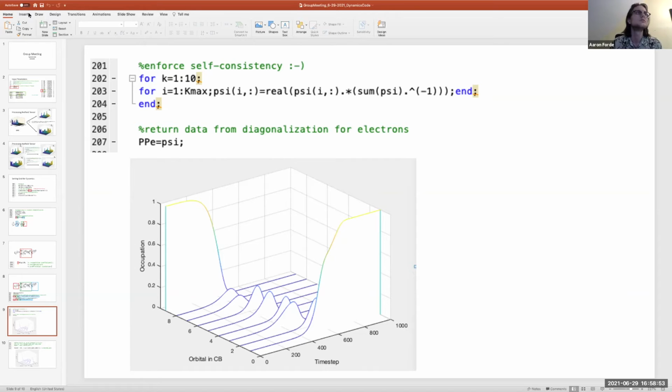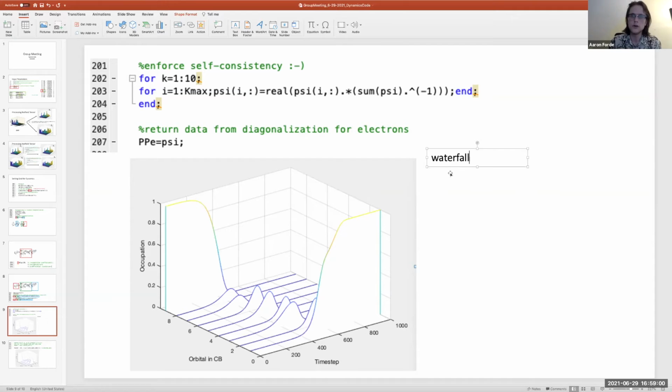So I didn't write it here, but to generate this figure on the left, it's waterfall PPE. So that's what you write into MATLAB.